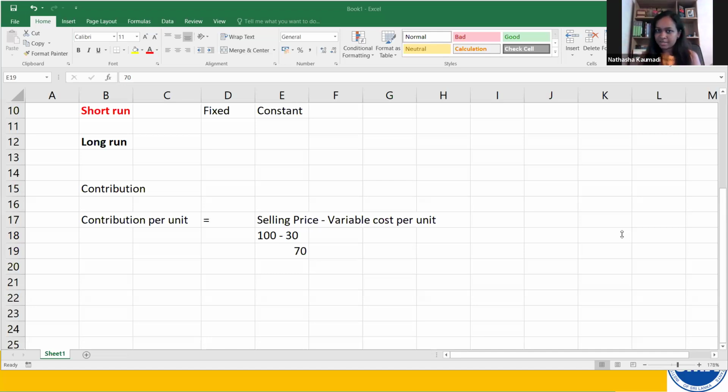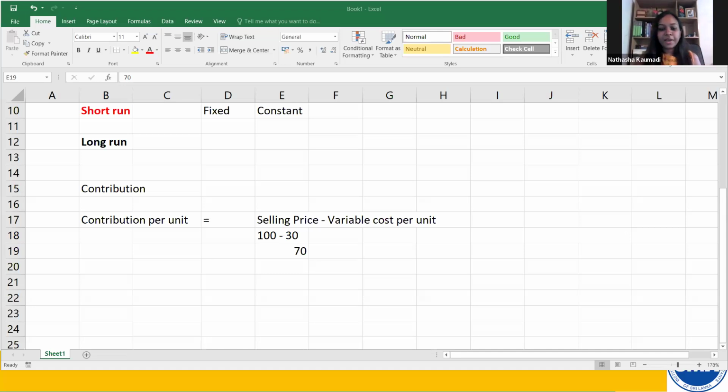rupees left with us. We can use that 70 rupees to cover what? Our fixed cost of the organization. That is the concept. After paying off all these variable costs, we have something left. We can use that remaining part to cover our fixed cost. So contribution is contribution for the fixed cost.